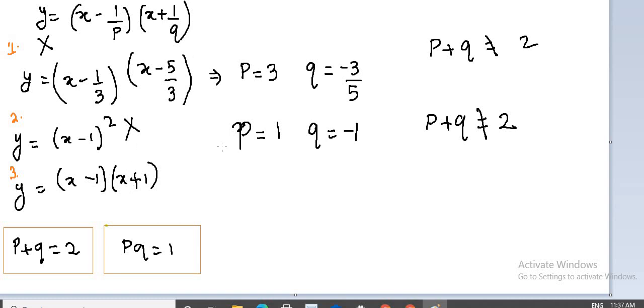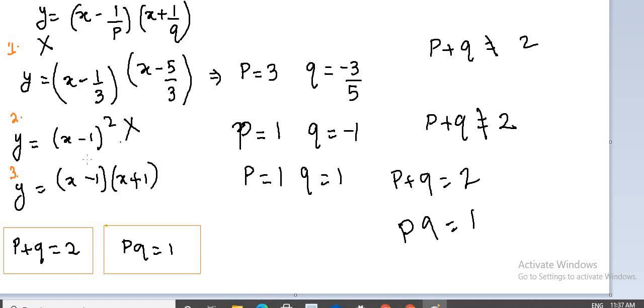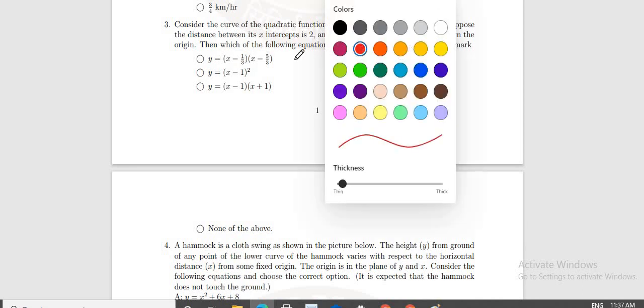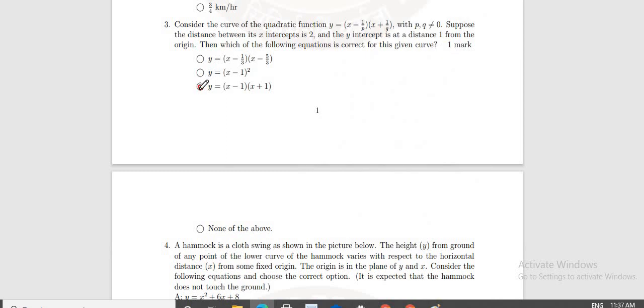Moving on to the third one, here the value of p is equal to 1 and q is equal to 1. Let's put down the values. So, you get p plus q is equal to 2 and p into q is equal to 1. So, this option 3 satisfies both of the relations. Hence, you can say that option 3 will be correct. Now, this is the correct option and the fourth will not be, because we have already got that this equation is correct for the given curve.